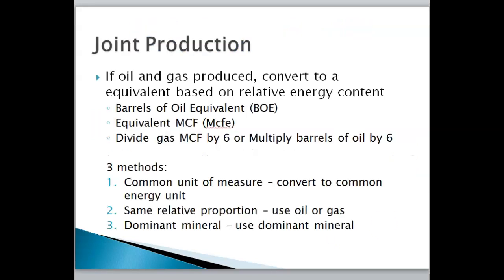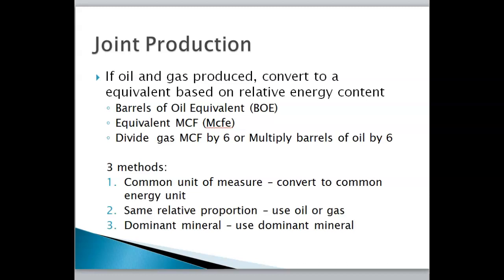Now we're going to talk about joint production. So if you have a lease and you are producing oil and gas, you can convert it to an equivalent based on the relative energy content. So these are going to be given to us. So these are the basic equivalents that are used. So there's three methods. There's the common unit of measure. You're going to convert to a common energy unit. So it could be to oil or gas. You can use the same relative proportion of oil or gas, or if you have one of the minerals that is dominant, you can use that one.